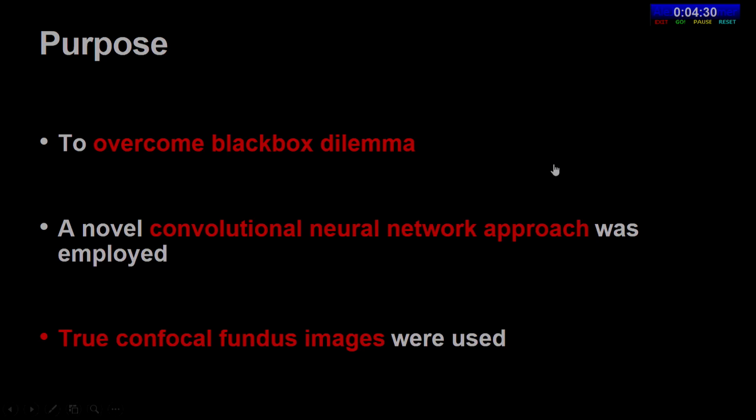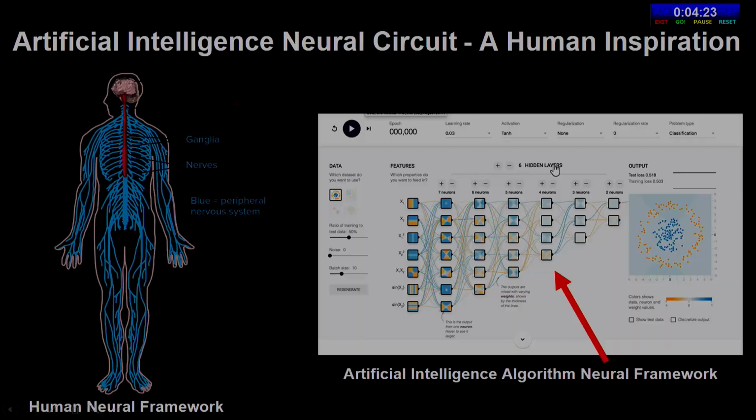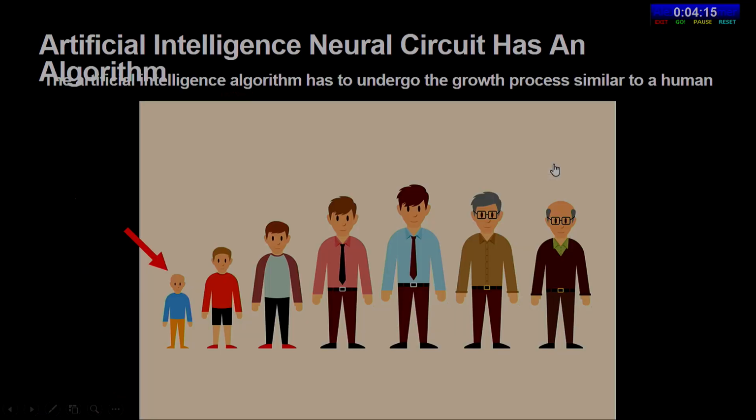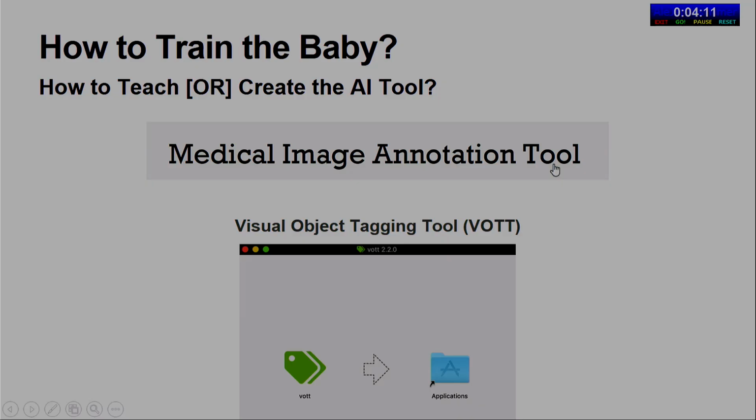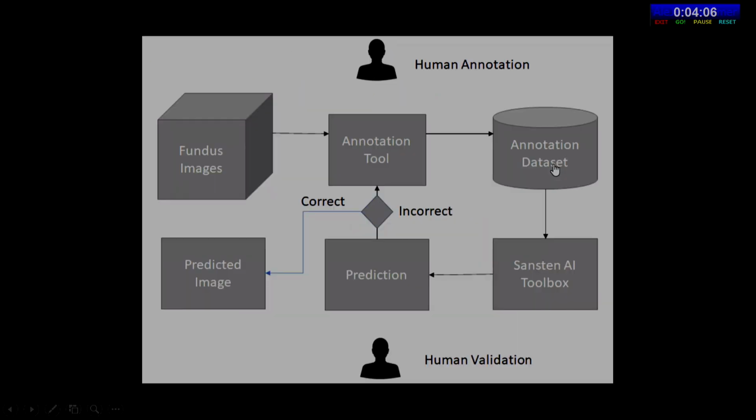So to overcome the black box dilemma in AI, we have created a convolutional neural network approach using true confocal fundus images. And the neural framework of the AI is similar to a human nervous system, where you can see that there is an algorithm which has to undergo a growth from a baby to an adult, just like a normal human being. And a visual object training tool or a tagging tool was used, and there are two human interfaces. Why utilizing human intelligence is very important is humans monitor the marking of the AI and humans monitor the validation and the predictions of the machine.